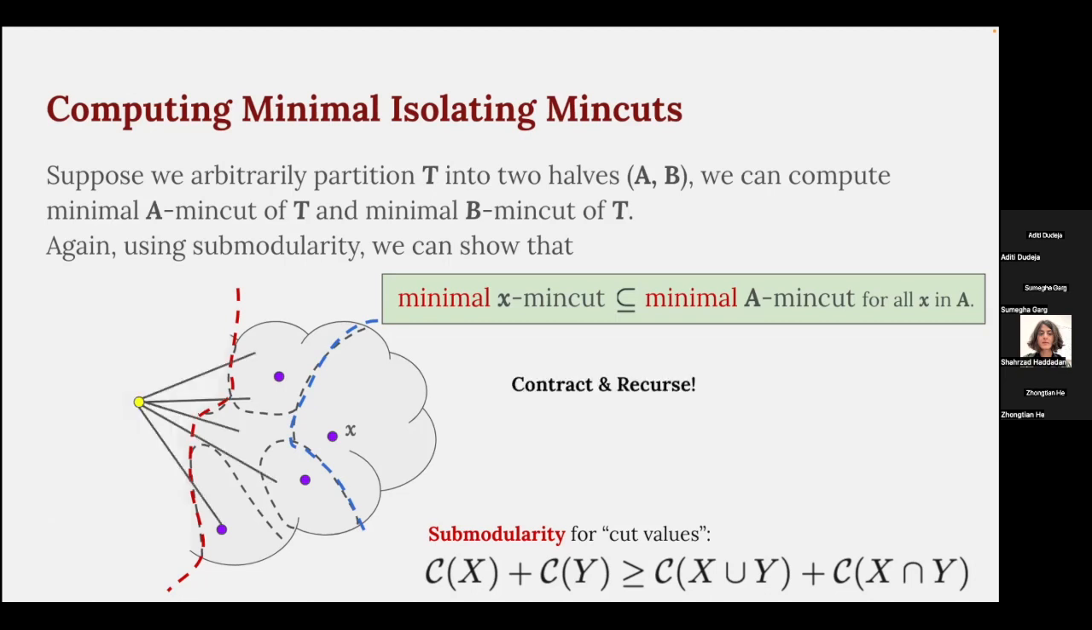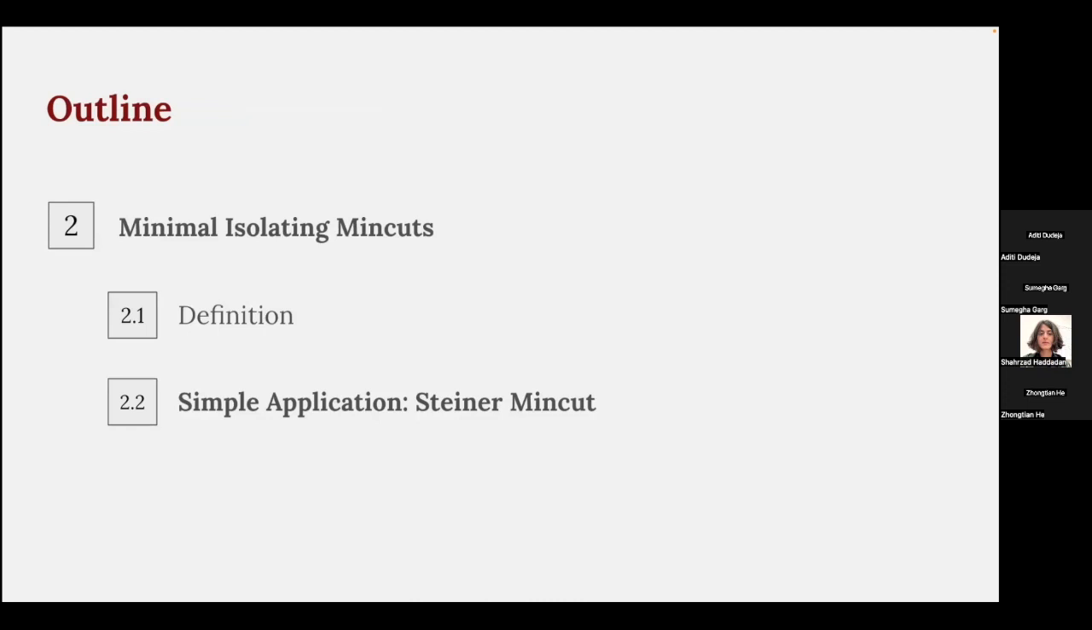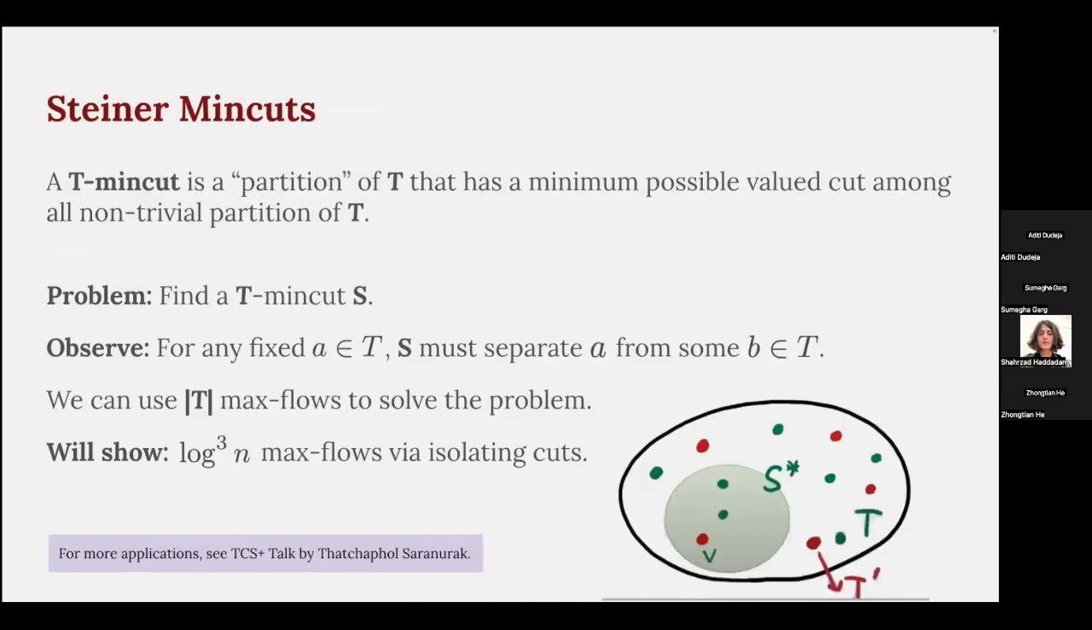Cool. So now I will answer your question, to show how to use this to compute the standard Mincut. Recall that the standard Mincut is this. We are given a terminal set T, and you want to find a partition that has the minimum possible cut value among all the non-trivial partitions of it. Okay, so let's just start from scratch, to see what kinds of algorithm we could get.